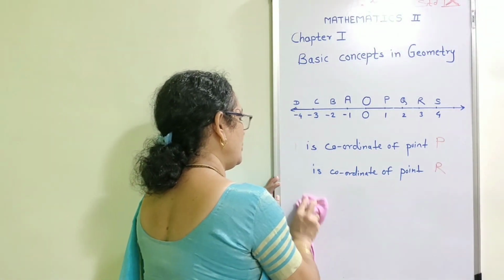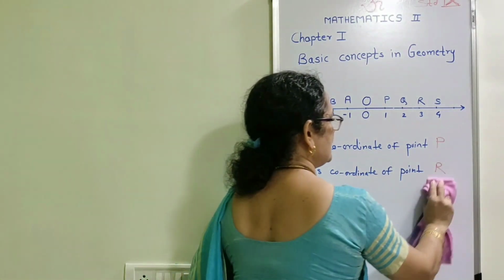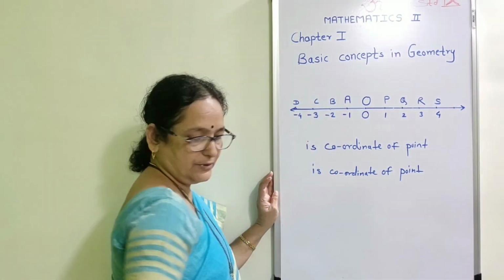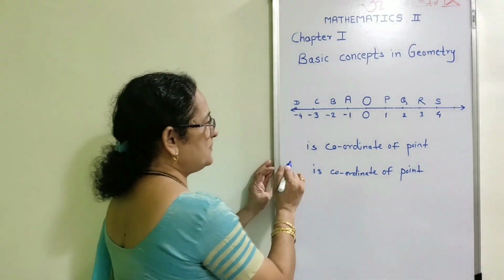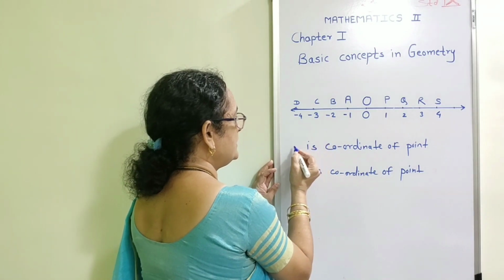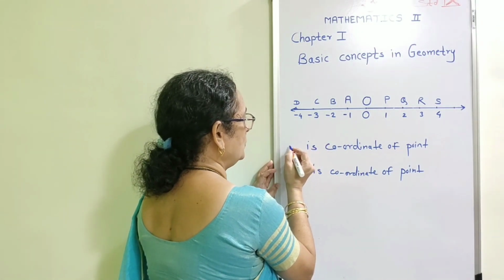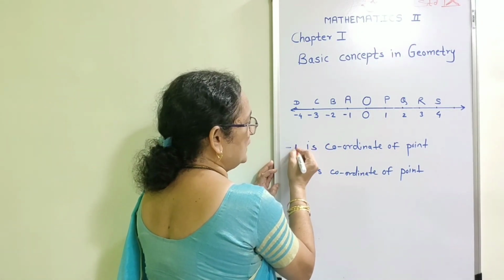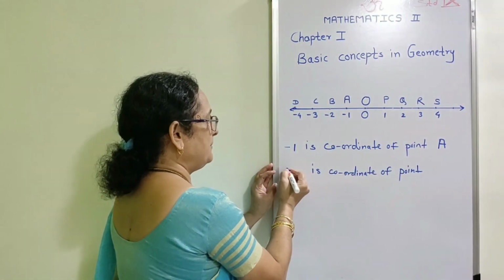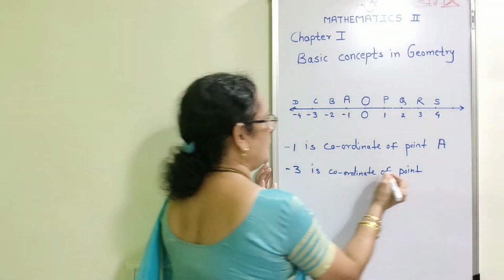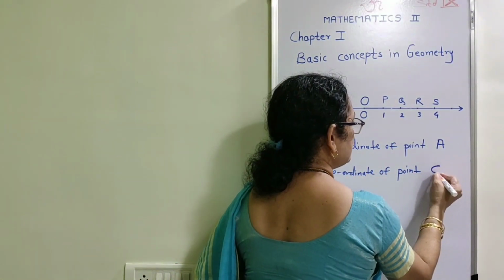Now we will take the coordinates negative so that you can understand how you are going to find the distance for negative coordinates also. Suppose you are going to find distance AC. Now -1 is the coordinate of point A and -3 is the coordinate of point C.